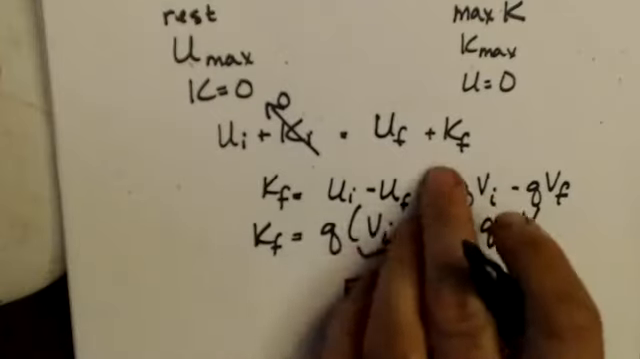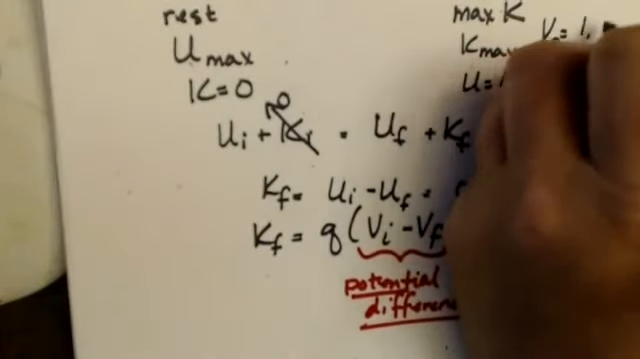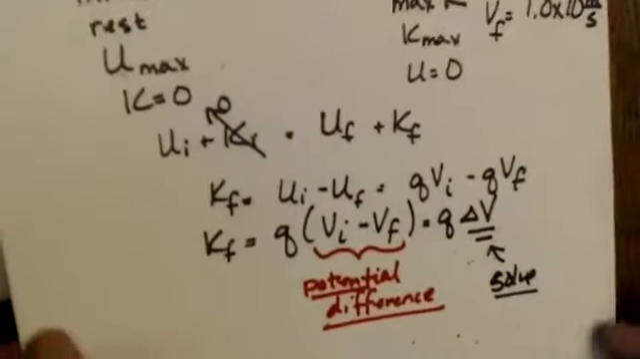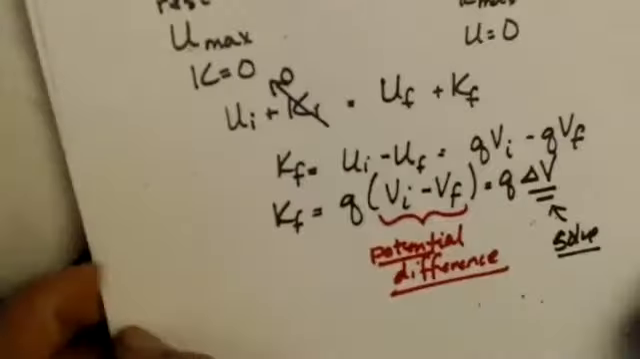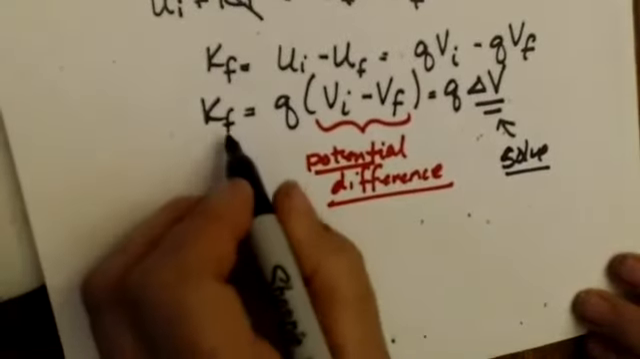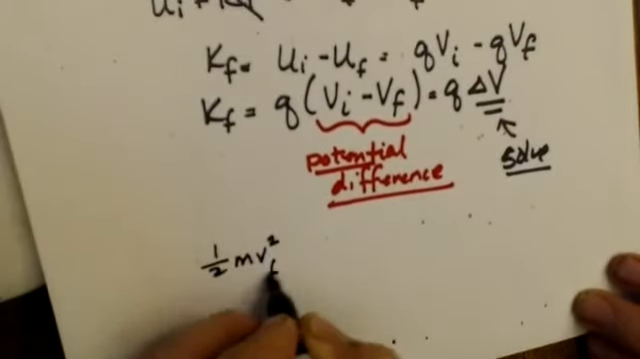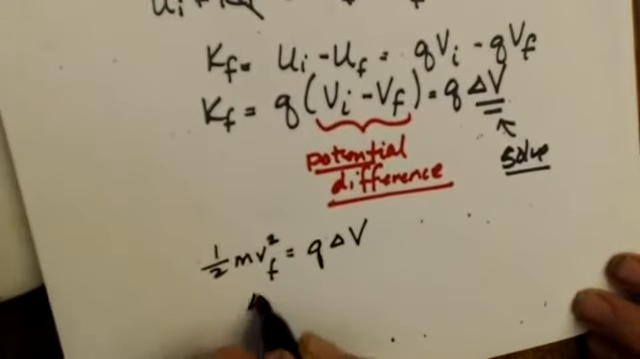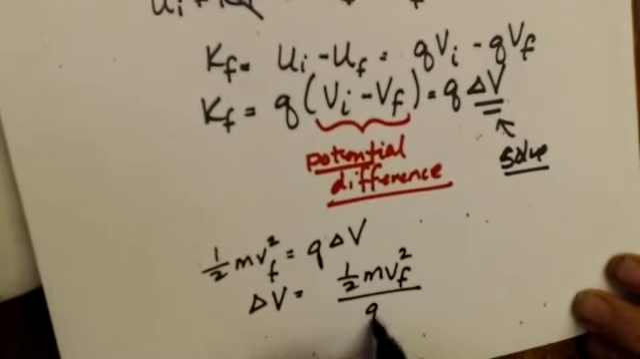I know a couple of things. I know the final speed is 1.0 times 10⁶ meters per second. I know the final speed that was given in the problem. I know the mass and I know Q. So I'm going to rearrange this to solve for potential difference. I have to remember what K is. So I've got 1/2 mv squared final is equal to Q delta V. So delta V is just going to be 1/2 mv final squared divided by Q.